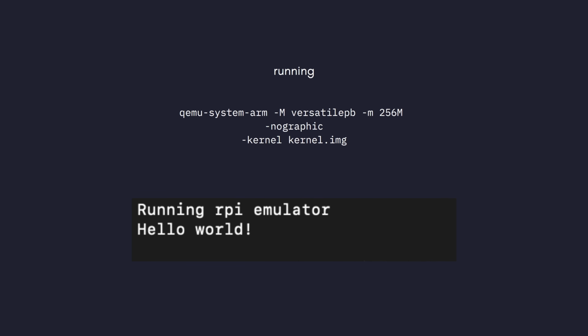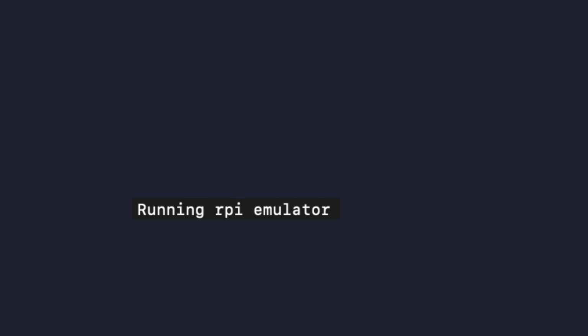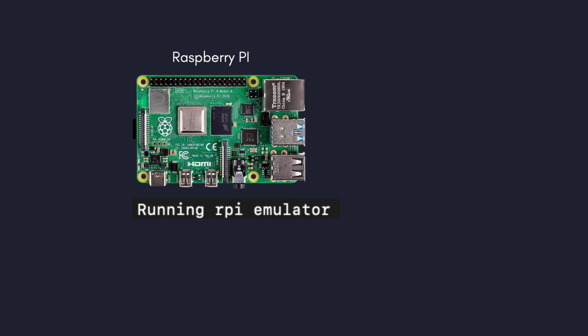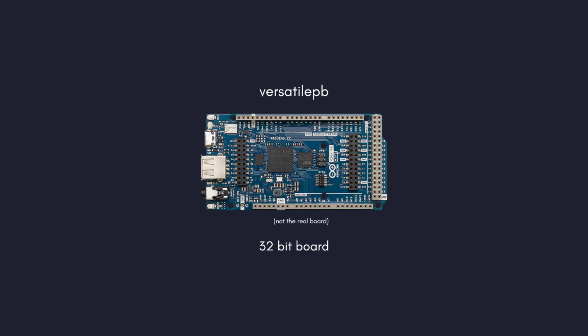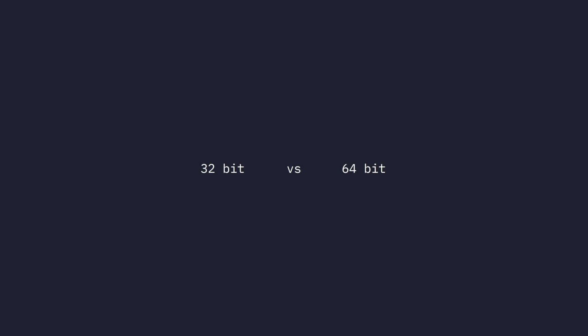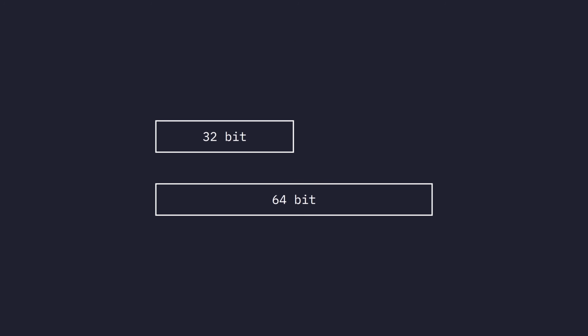Now, let's talk for a second about this running RPi emulator and about the versatile PB that I mentioned before. I mentioned that I wanted my project to run on Raspberry Pi, but for the time being, we're actually not relying on Raspberry Pi at all. We're instead relying on something called Versatile PB. This is a board provided by QEMU that we have designed our program for. There's just one tiny problem with this board. It's 32 bits. So let's talk about the difference between 32 and 64 bits. 32 and 64 bits actually just indicates how much data the CPU for our computer can process at once. With 32 bits, it can process 32 bits, and with 64, it can process 64. That was pretty easy to understand.